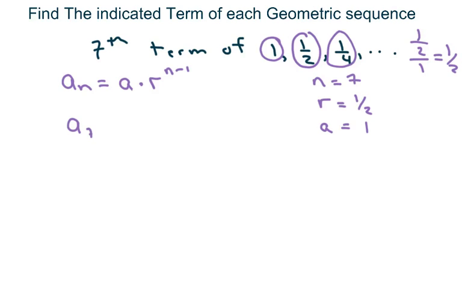So you just plug it in. A sub 7 equals my first term, 1, times 1/2 to the 7 minus 1, which is going to equal 1/2 to the 6th, which equals 1 over 64.